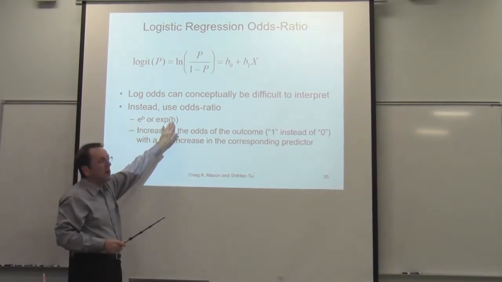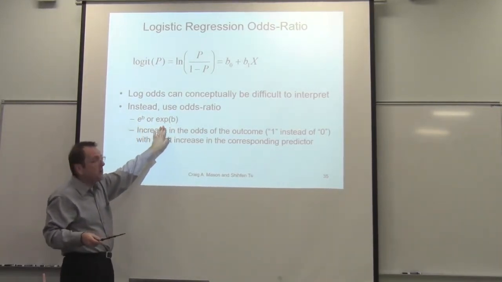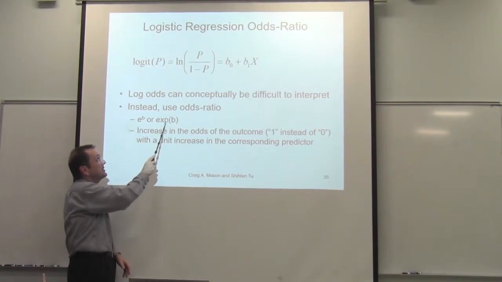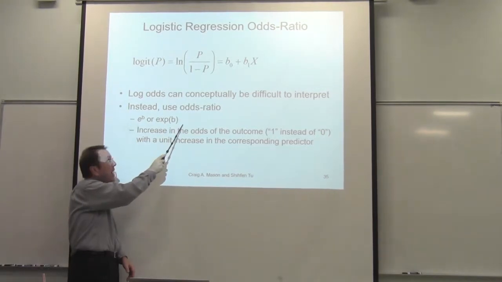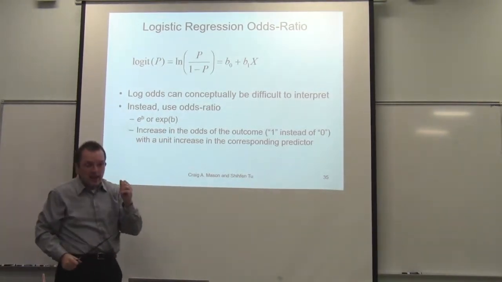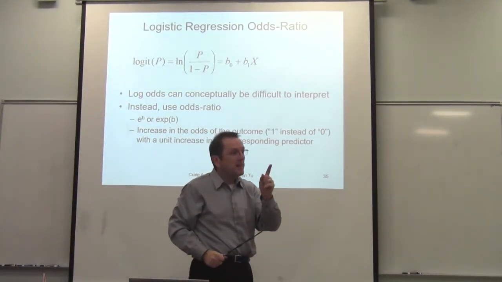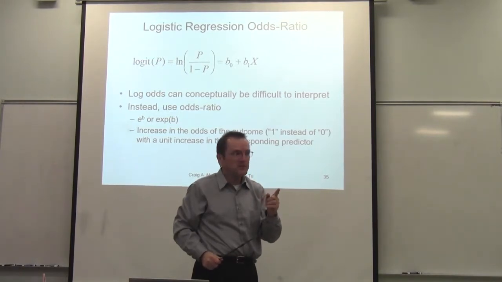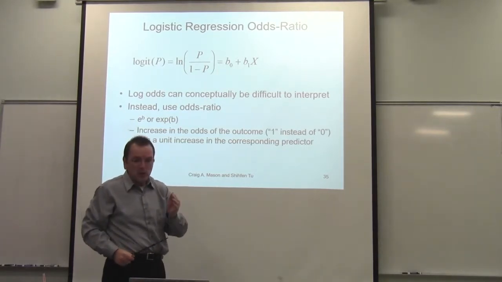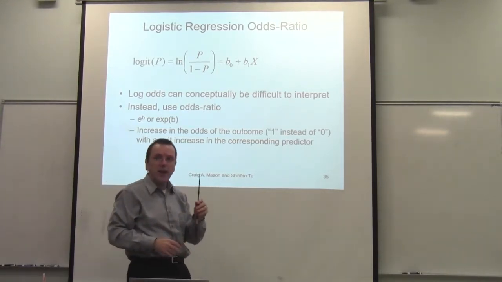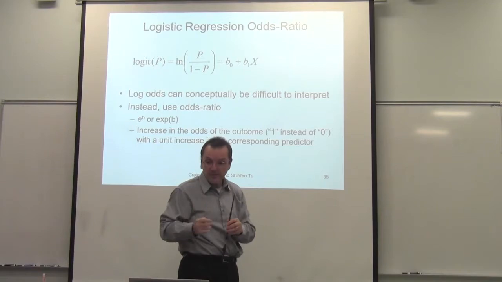So E to the power of the B, and you'll hear me talk about that. E raised to the power of the B. You might see it written in computer output as exp(B). That's just another way of saying E raised to the power of the B. It is the increased odds of the outcome with a unit increase in X. That's more interpretable. Instead of the increased log odds, it's the increased odds of the outcome with a unit increase in X. So for every year of education, what's the change in the odds of a child dropping out?